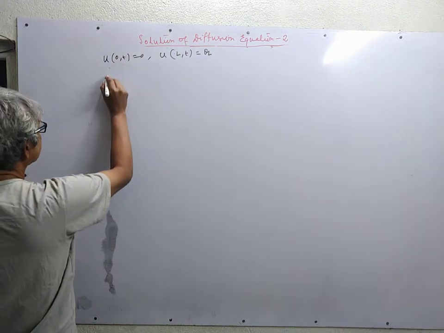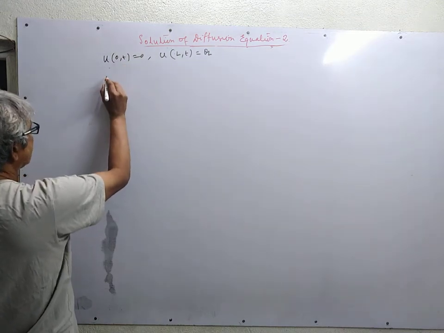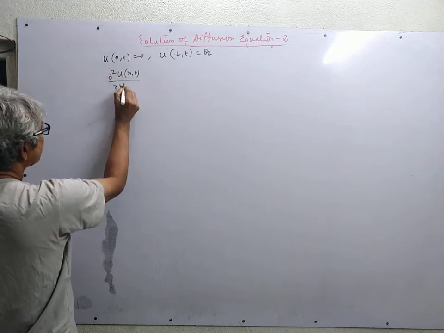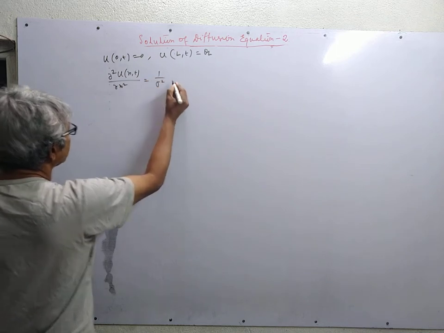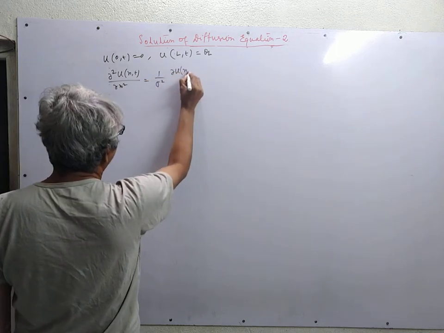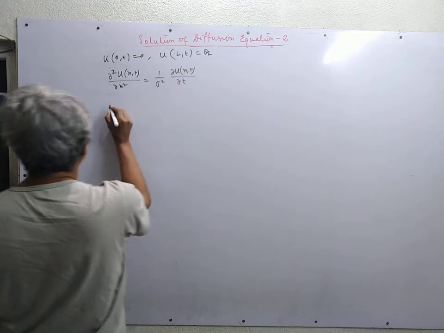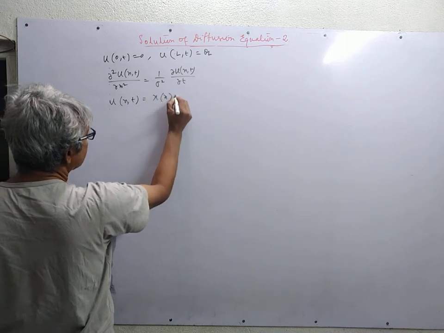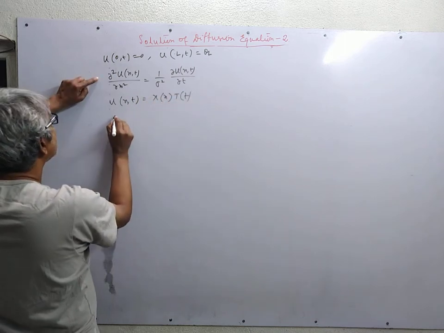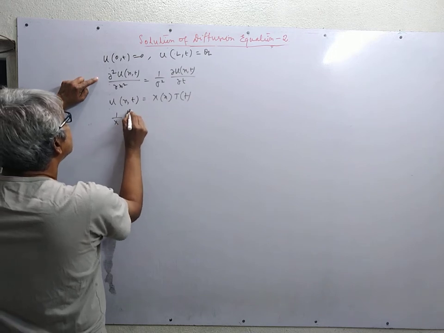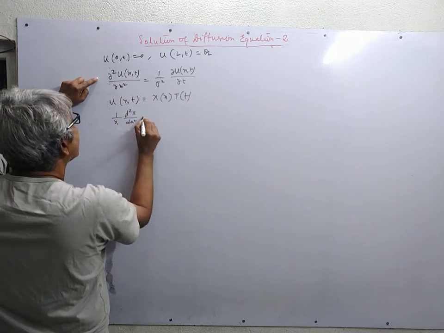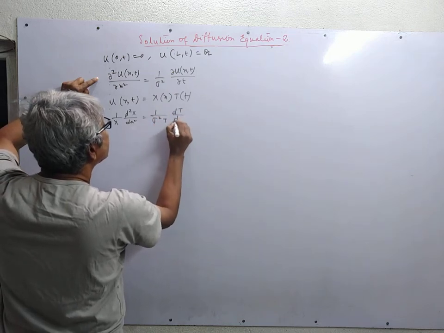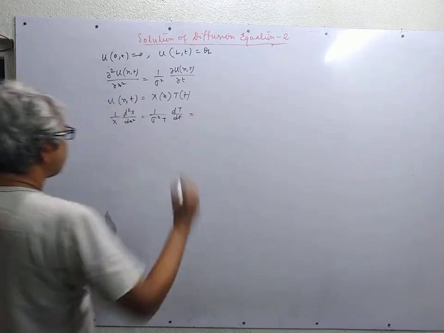We consider the diffusion equation, del 2 u of x,t by del x squared, is equal to 1 upon sigma squared del u of x,t by del t. As per the separation of variable technique, we write X of x and T of t, which gives 1 upon X d2X by dx2 is equal to 1 upon sigma squared T dT by dt. Now this is the separation constant.